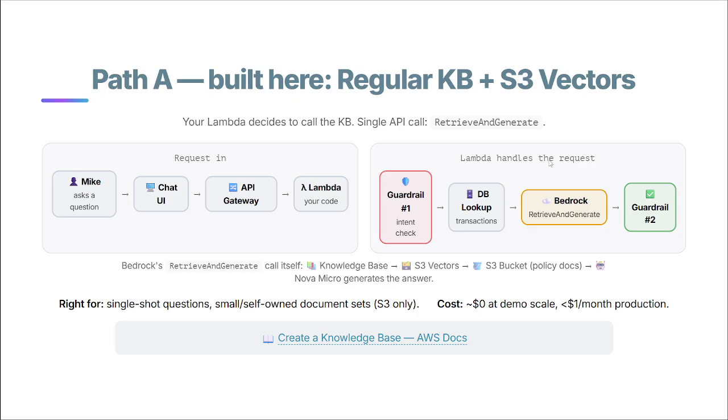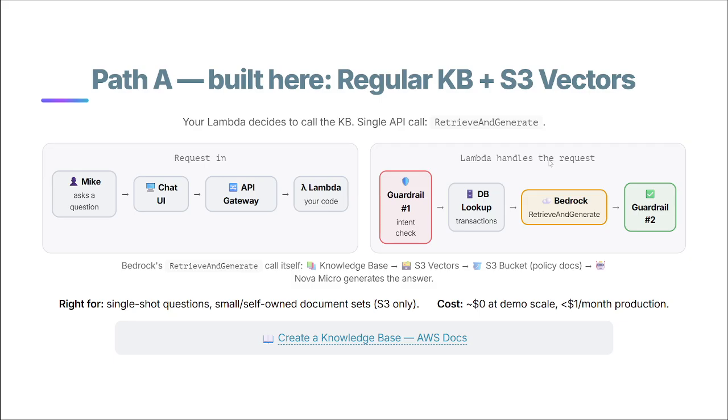So path A, considering when Mike asked a question about his payment status, the UI where he's chatting will call the API Gateway, and the API will invoke the Lambda. Lambda is nothing but a serverless offering by AWS, which ensures that we only pay for the compute we're using. The Lambda will first invoke Guardrail 1 to ensure that Mike's intent is right, that he's asking what he's supposed to be answered, and that goes to the first DB lookup, which is the actual deterministic output of Mike's data from the data store.